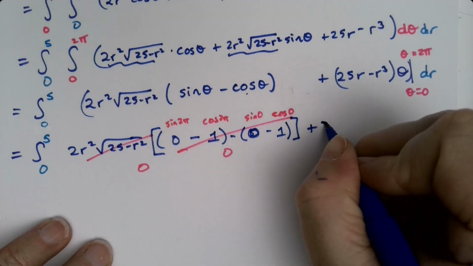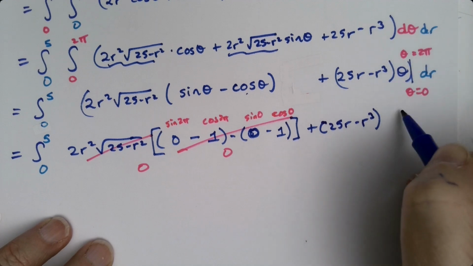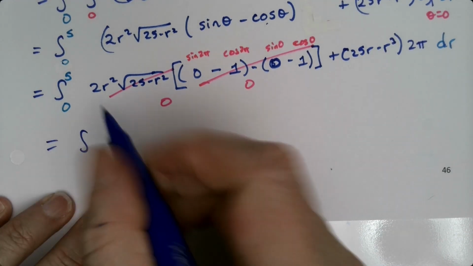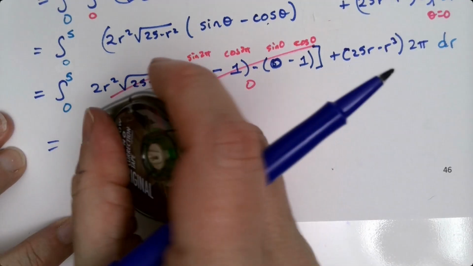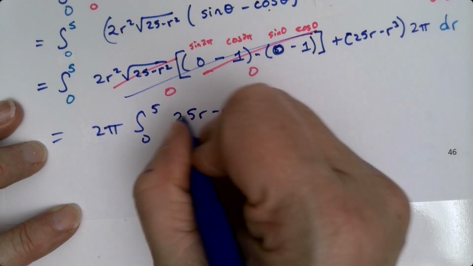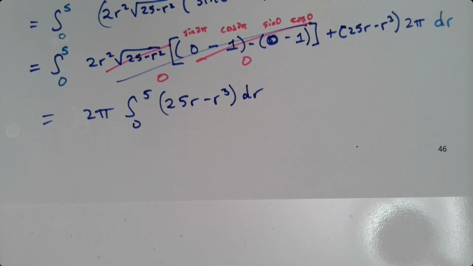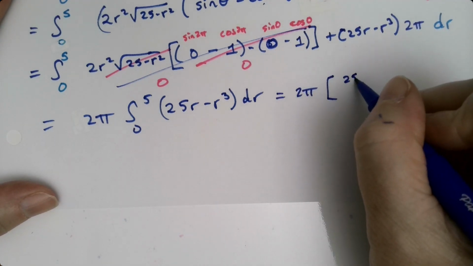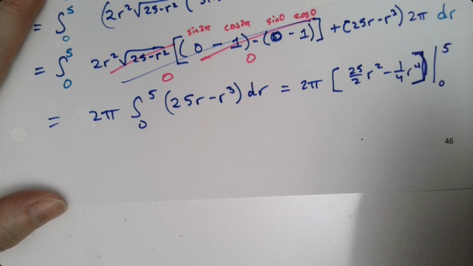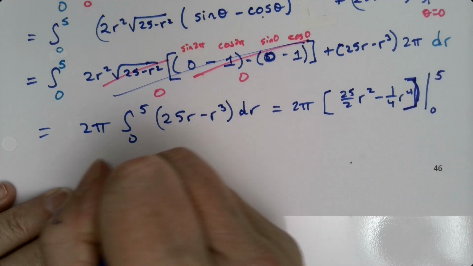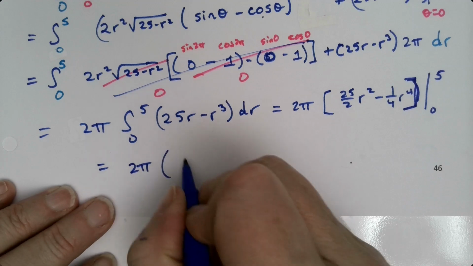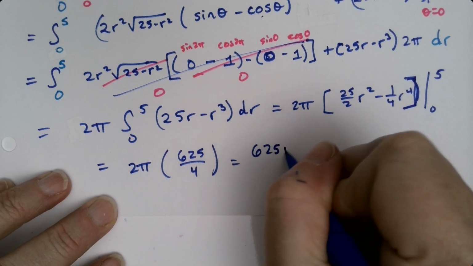And you're left with 25r minus r cubed times 2 pi take away 0. In other words, 2 pi. So this whole integral has reduced down to 2 pi times the integral from 0 to 5 of 25r minus r cubed, because this whole piece is gone. Which of course is 2 pi times, let's see, 25 over 2 r squared minus 1/4 r to the 4th. And we're going to take that from 0 to 5. And sure enough, it's 2 pi times 625 over 4, which is 625 pi over 2.